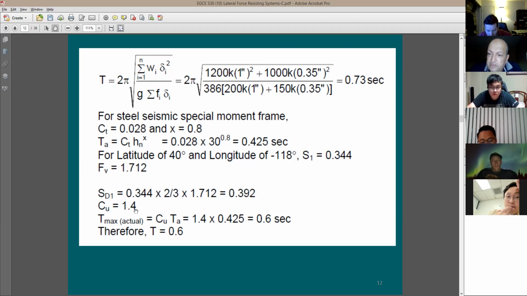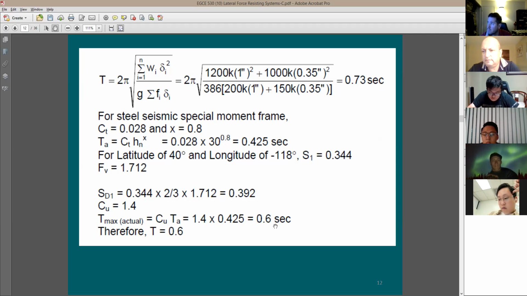The maximum natural period that you can use in the code equations is going to be equal to C sub U, the 1.4, multiplied by the 0.425. It's going to be 0.6 seconds. So when I did the dynamic analysis, I was able to get 0.73 seconds. My max is going to be 0.6. Which value can I use? It's going to be the 0.6 seconds. And here we go, here's the 0.6 seconds. Any questions? All right.